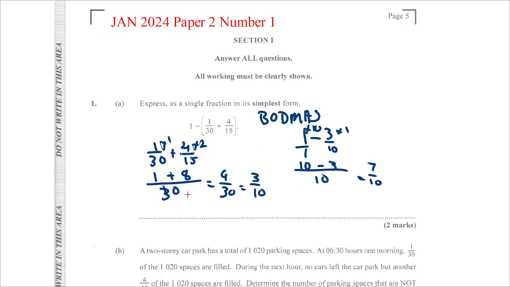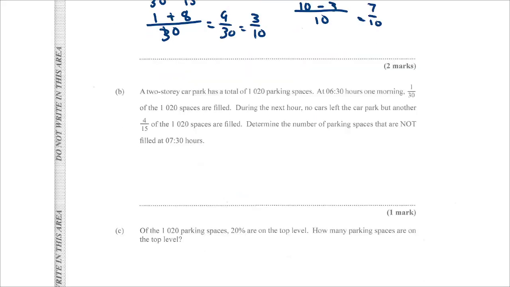Alright, then let's look at this question. A 2-story car park has a total of 1,020 parking spaces. At 6:30 one morning, 1 over 30 of the 1,020 spaces are filled. During the next hour, no cars left the car park, but another 4 over 15 of the 1,020 spaces are filled. Determine the number of parking spaces that are not filled.